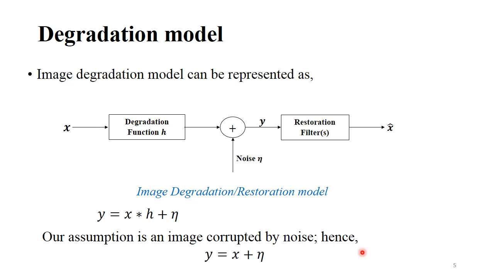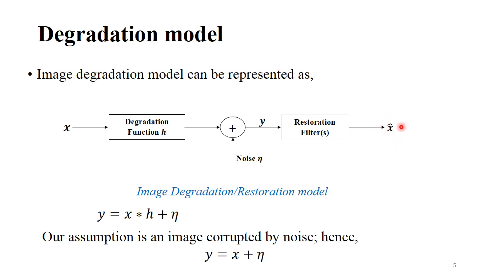Now coming to the degradation model. Degradation as well as the restoration representation we are going to have. X is the original image. It is going to be degraded with the degradation function h. Then the noise eta will be added to it to generate the degraded representation y, and this y has to be restored so that we can get back this x once again. Therefore this y is passed through the restoration filters to obtain the restored image x cap.